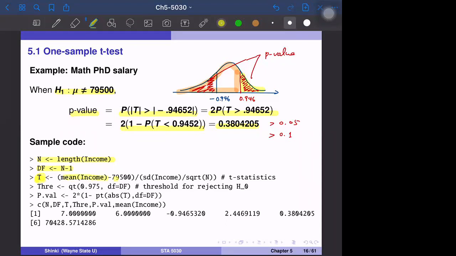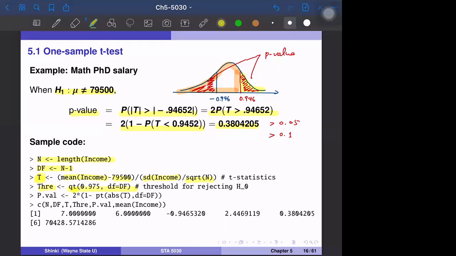Okay, so the test statistic is the mean minus our null hypothesis value, divided by the standard deviation divided by the square root of n. Then the threshold is obtained by this qt function, which determines the threshold value for the rejection region. So this is 2.446 or something.